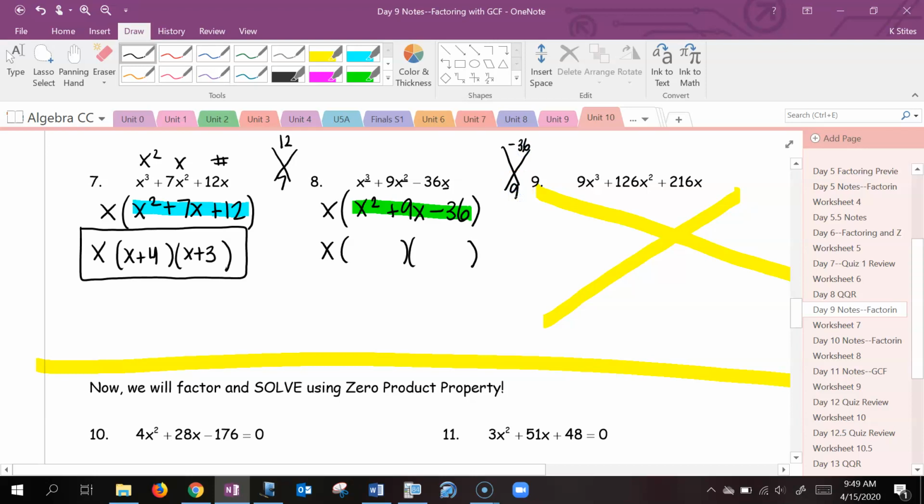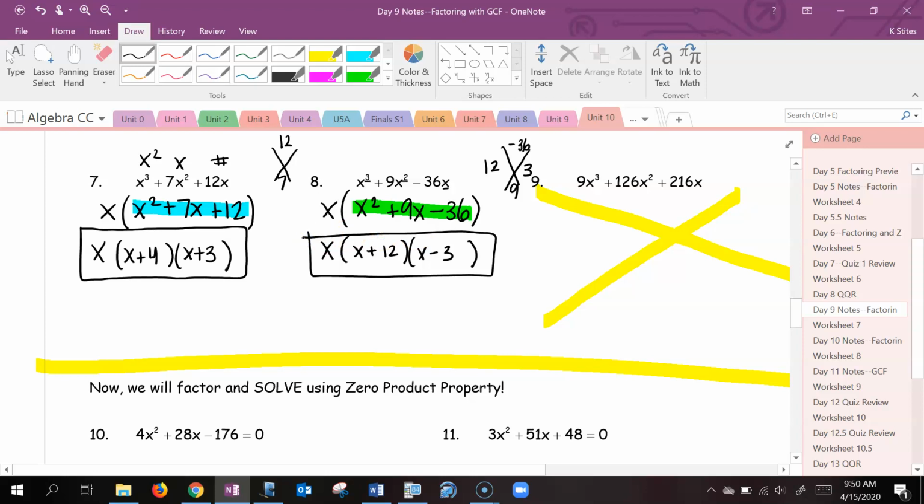Okay, and that's going to be, let's see, 9 times, well, 9 times 4 is 36, but that doesn't add to 9. Ooh, this one's tricky. This is going to be a 12 and a 3. It will be a positive and a negative, and our 12 will need to be the positive one since it's adding to a positive 9. Okay, and then we'll just keep that x out front. All right, so there you go.